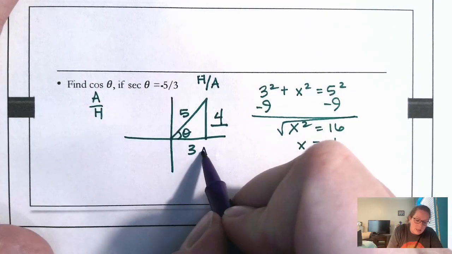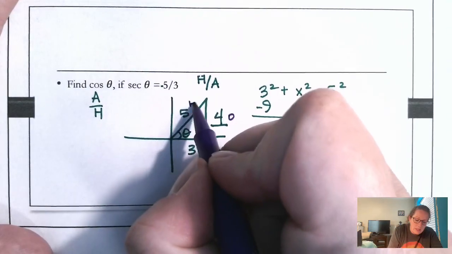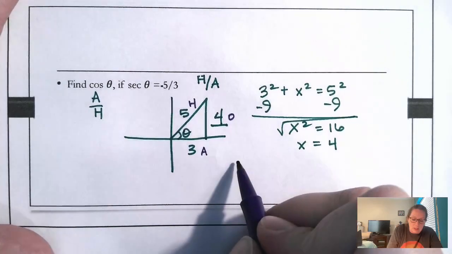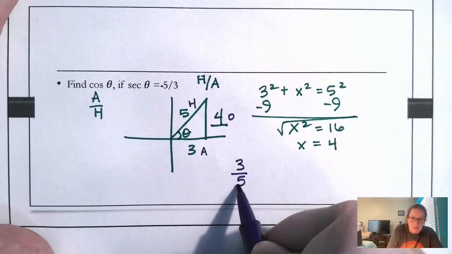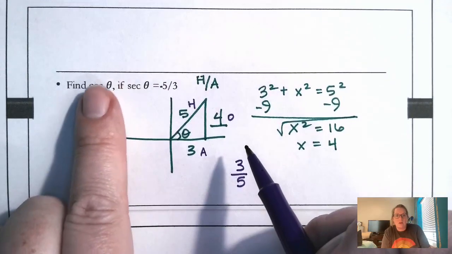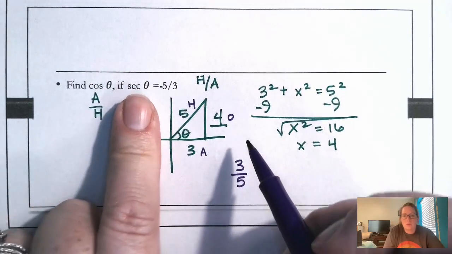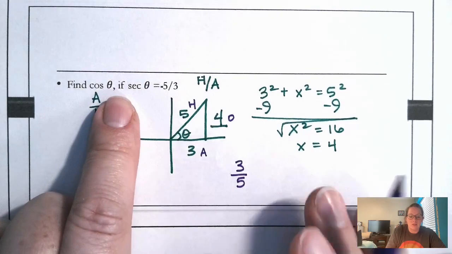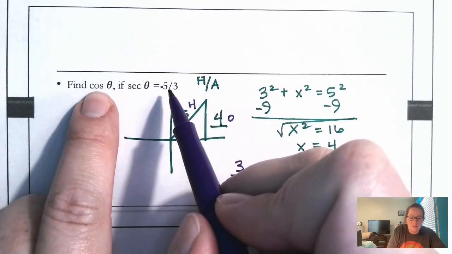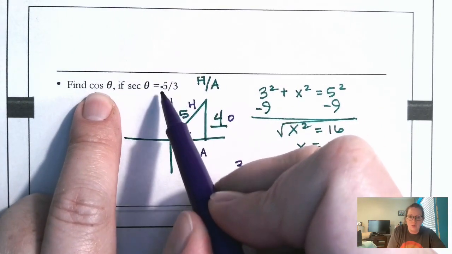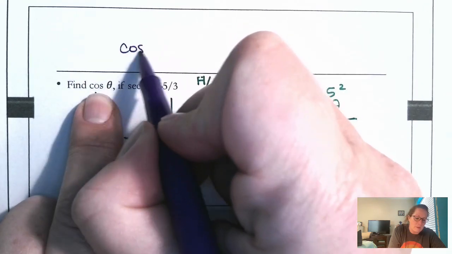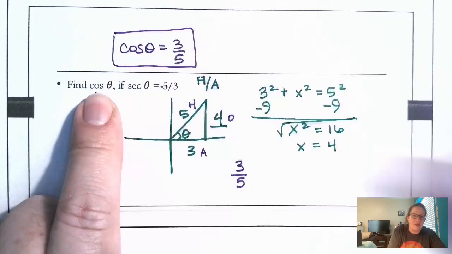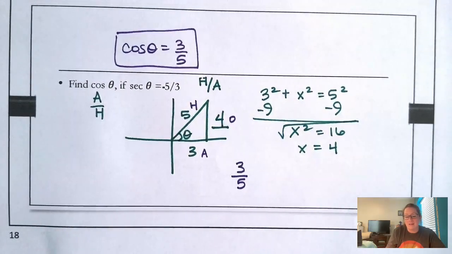So cosine AH is 3/5. But if you look at this, it says cosine and secant, those are reciprocals already, right? So we could have stopped and not done any of this and just said, well, I know that cosine is the reciprocal of this. So the reciprocal of 5/3 is 3/5 and been done. Sometimes it's that simple, but sometimes it's not.